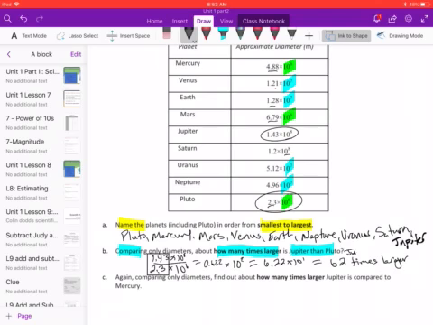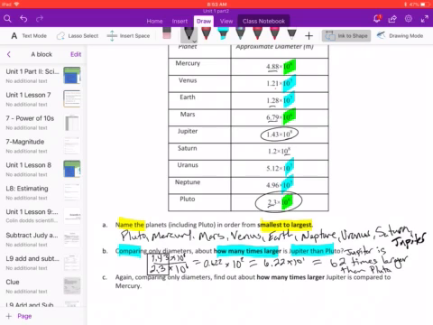So my answer statement is going to be Jupiter, sorry I didn't give you enough room, is 62 times larger than Pluto, about. Not exact, but about.